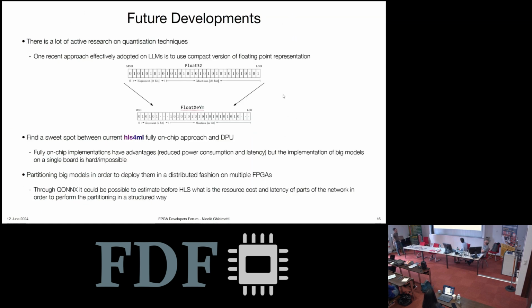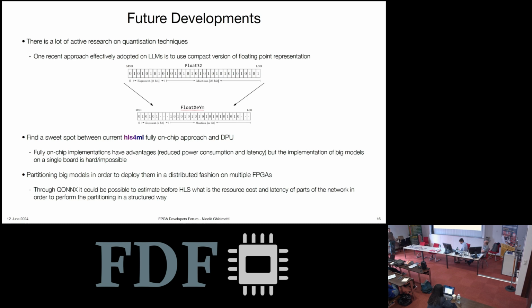So I would like just to show you some future developments. One recent approach: typically fixed point is used in the context of FPGAs, but recently, in particular for large language models, it has been shown that some custom floating point representations can be very effective. And so maybe this can be one way to research for HLS4ML. Another interesting part would be to find, let's say, a sweet spot between the dataflow implementation of HLS4ML and the DPU.